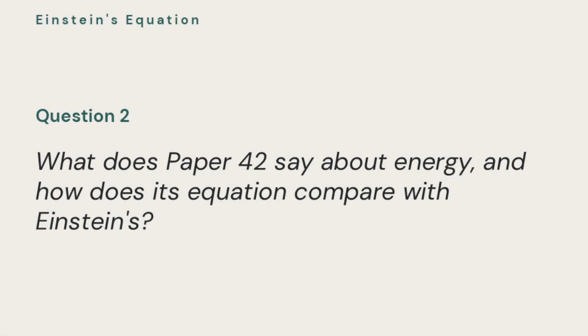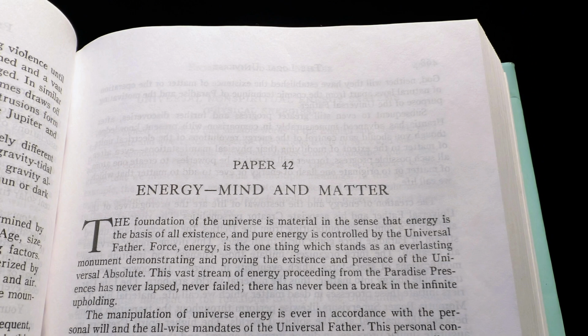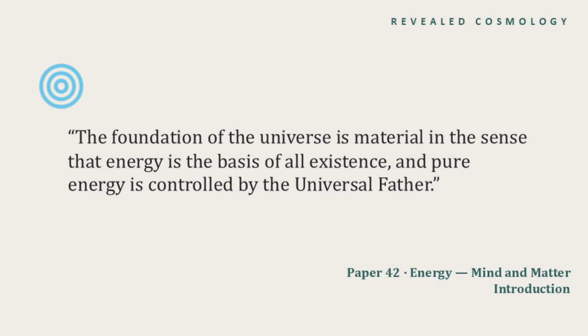Question 2. What does paper 42 say about energy, and how does its equation compare with Einstein's? Paper 42 of the Urantia book is titled Energy, Mind and Matter. Its opening statement establishes the paper's seminal character. The foundation of the universe is material in the sense that energy is the basis of all existence, and pure energy is controlled by the Universal Father.